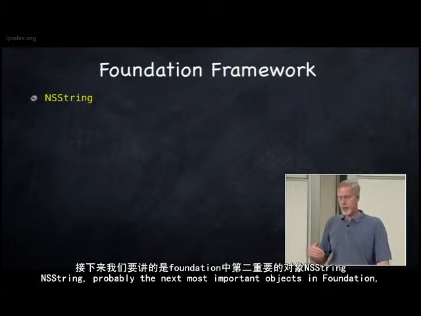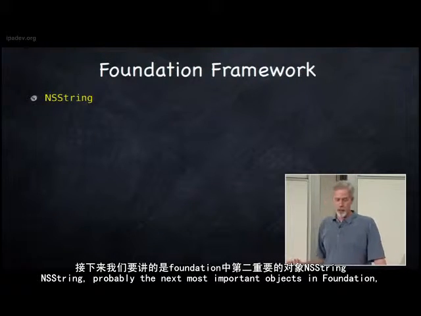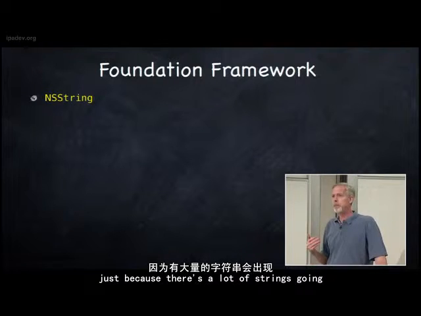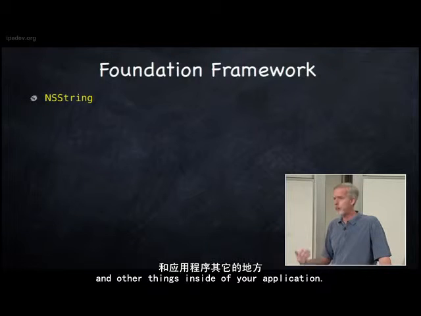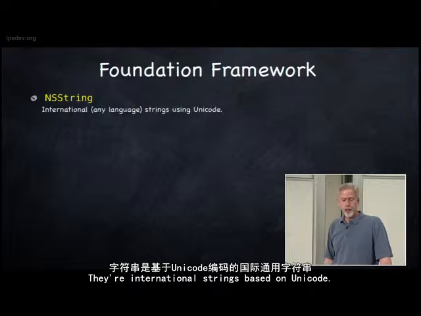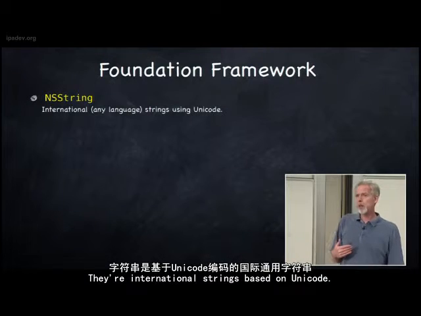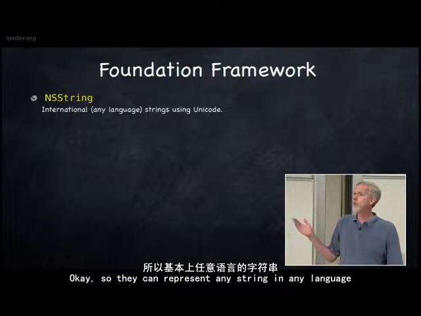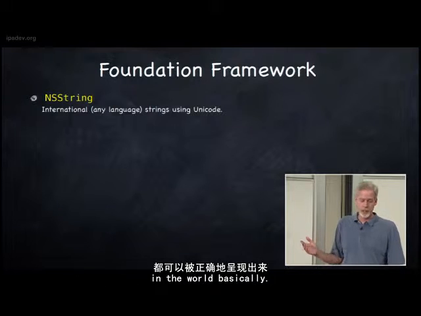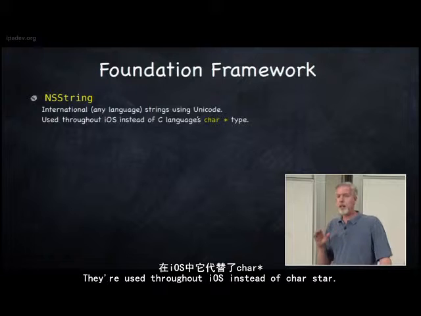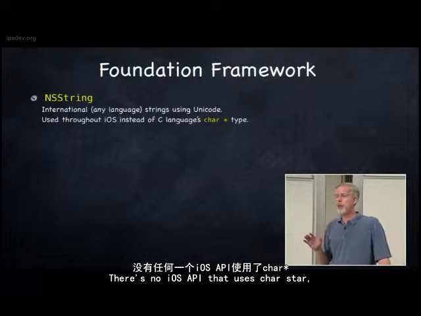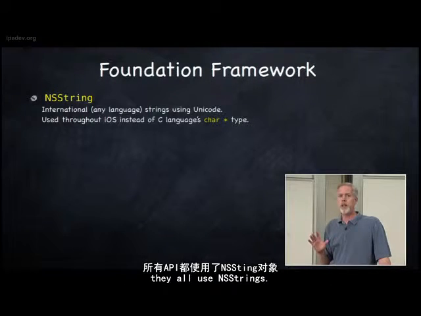NSString is probably the next most important object in Foundation, just because there are a lot of strings in applications: in the user interface, as IDs, and other things inside your application. They're international strings based on Unicode, so they can represent any string in any language in the world, basically. They're used throughout iOS instead of char star. There's no iOS API that uses char star. They all use NSStrings.